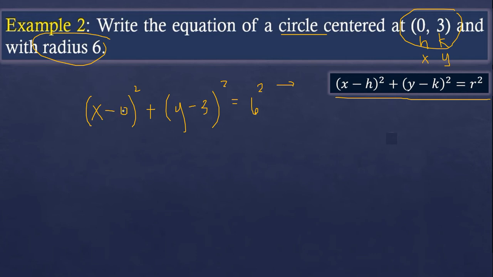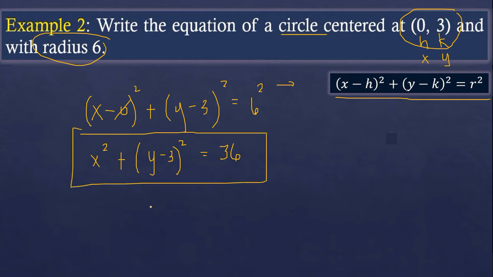So, since 0 po yung value ng ating h or yung value ng x, magiging cancel na yung 0 na yan, magiging x squared na po, plus, ito naman magiging y minus 3 squared. Since we're talking about the equation of a circle, standard form, we don't need to expand y minus 3 squared. Because as is po yan, and then 6 squared will become 36. So the final answer here is x squared plus y minus 3 squared is equivalent to 36. So ganun lang po kasimple mag-simplify ng equation ng circle.